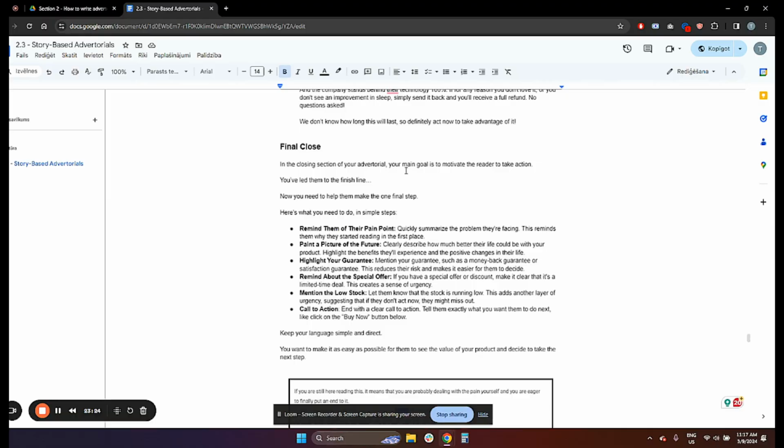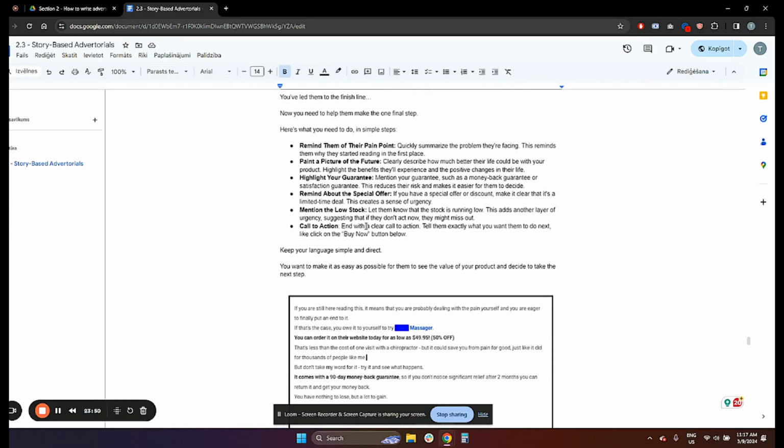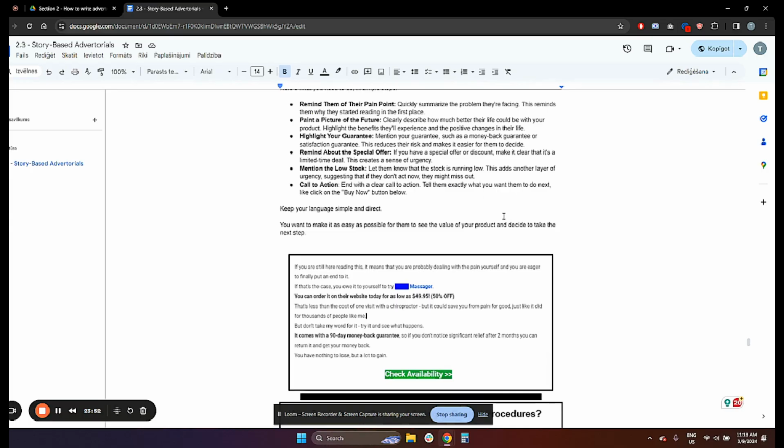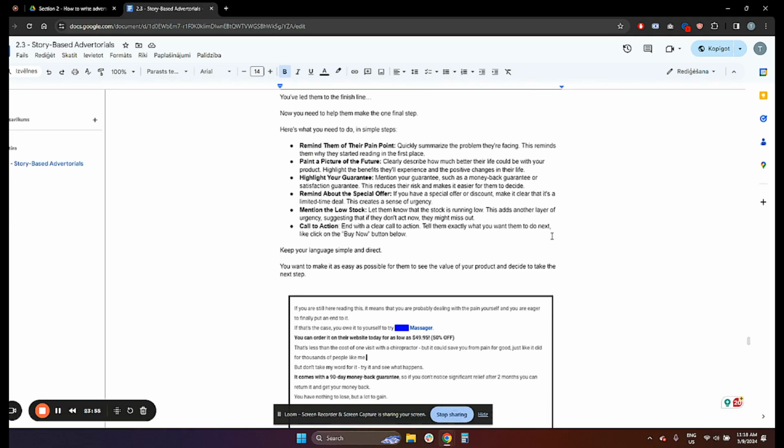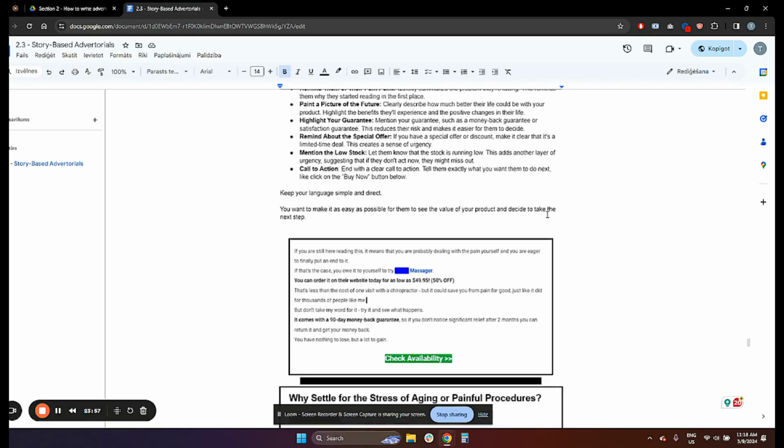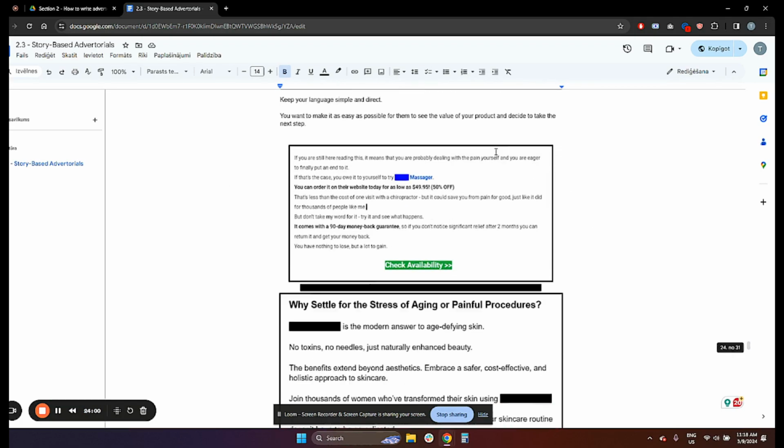Basically, the final close is just as important as your headline at the start, because now you've led the reader through your entire advertorial, and now you just have to get them over the finish line. So put in effort in the close. Remind them of the pain point, paint a picture of the future, how it will look without their problem, highlight your guarantee, remind them about the special offer, mention low stock, and put in a call to action. Give them a clear call to action. Click the button below. Be direct. Also, you don't want to be too long.